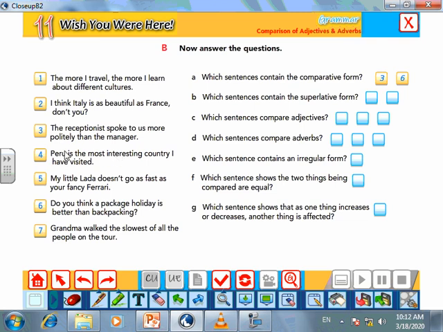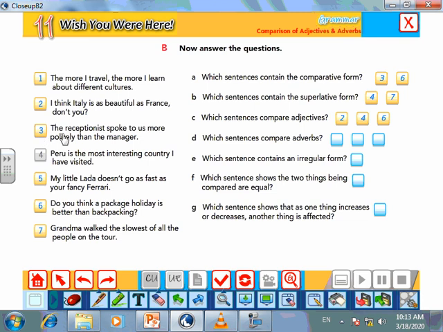Very good. The most interesting, which is number 4. And excellent. And the slowest, number 7. Okay, which sentences compare adjectives? Very good. 2, as beautiful as. 4, most interesting, excellent. And 6, very good, which is better than. Which sentences compare adverbs? Very good.